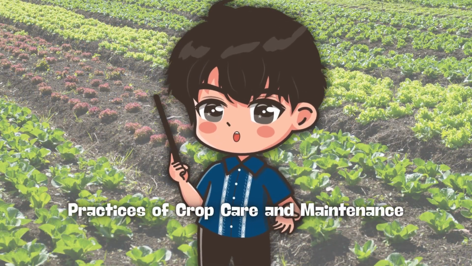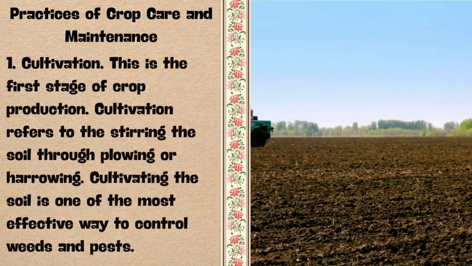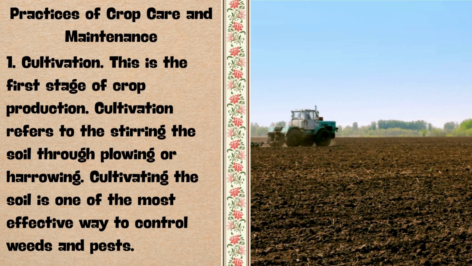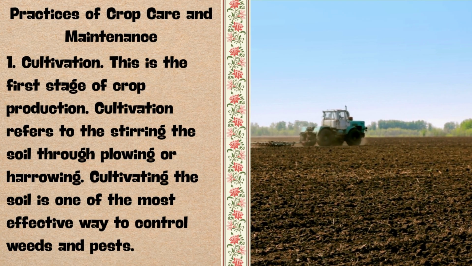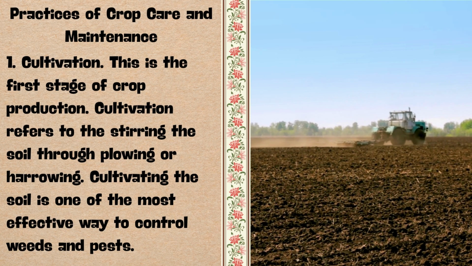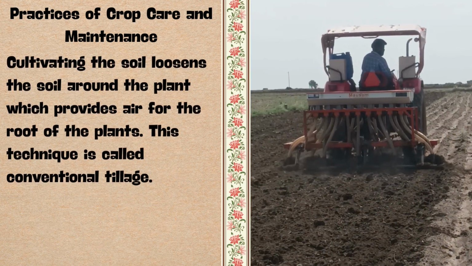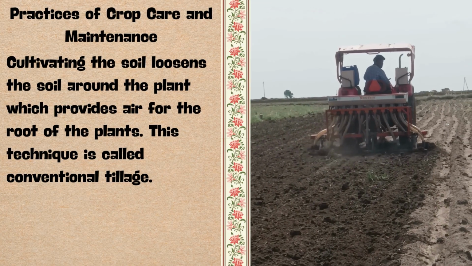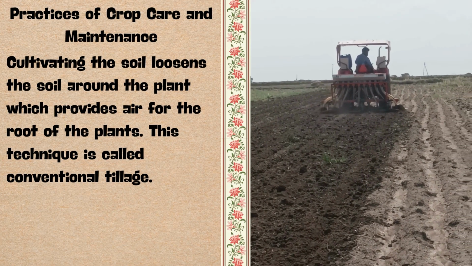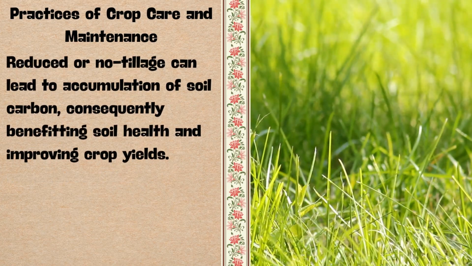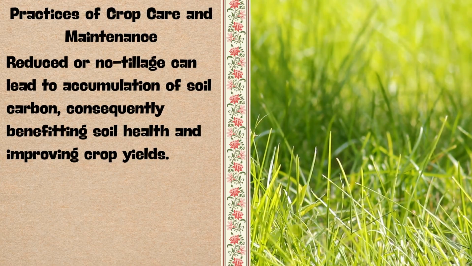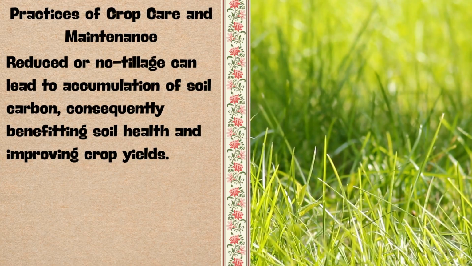Here are the practices of crop care and maintenance. 1. Cultivation. This is the first stage of crop production. Cultivation refers to stirring the soil through plowing or harrowing. Cultivating the soil is one of the most effective ways to control weeds and pests. Cultivating the soil loosens the soil around the plant, which provides air for the roots of the plants. This technique is called conventional tillage. Reduced or no tillage can lead to accumulation of soil carbon, consequently benefiting soil health and improving crop yields.